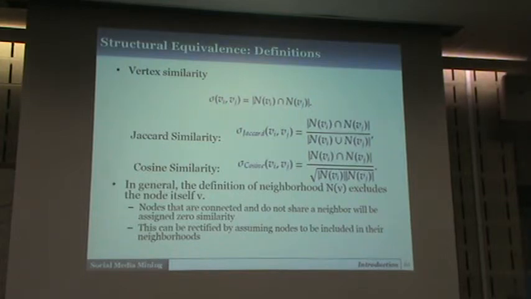Cosine similarity we have seen before. The Jaccard similarity is another one. And vertex similarity. All of these are anyway based on what? Common neighbors. How many common neighbors? Like this one, the denominator is the common neighbors.